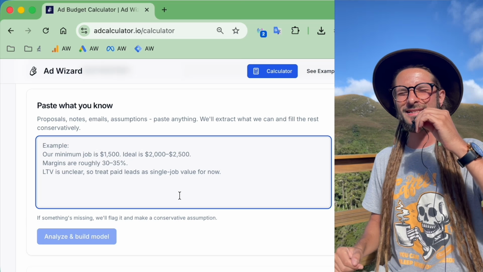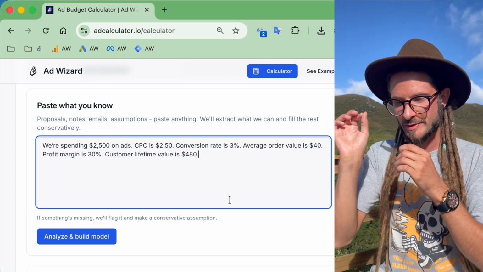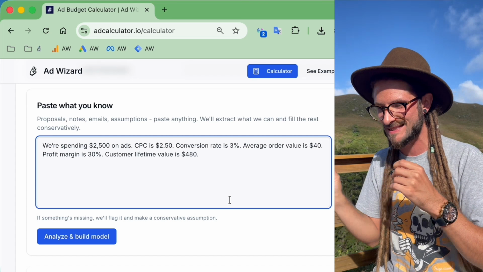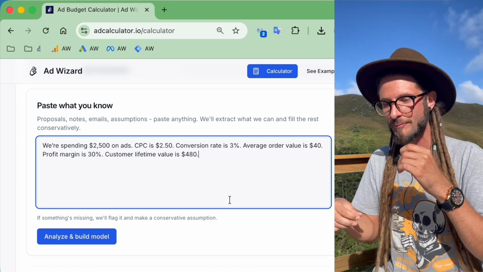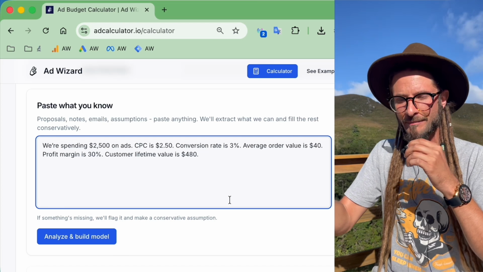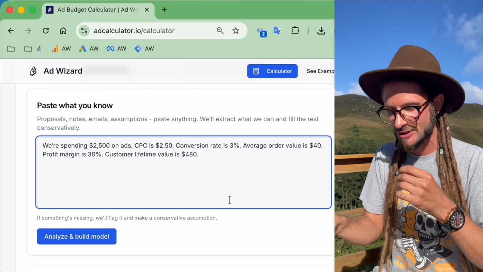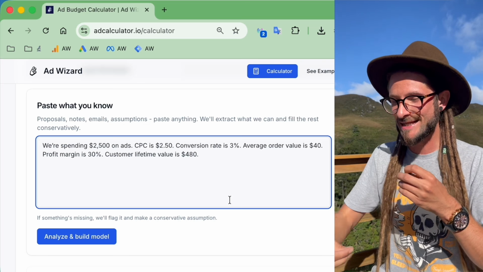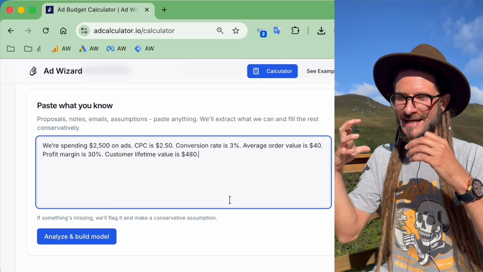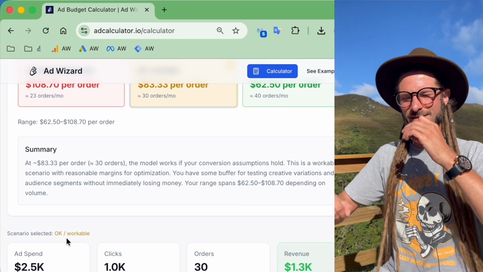Now, guys, I'm going to do one more example. This could be looking at subscriptions, okay? So we're spending $2,500 on ads. Cost per click is $2.50. Conversion rate is 3%. The average order value is $40. Profit margin is 30%. Customer lifetime value is $480. If you don't know your numbers, it's going to make some leap of faith assumptions based on the figures that you do enter. Whatever information you have, paste it in here, and the ad calculator will extract what it can and give you recommendations. We're going to click Analyze and build this tool.